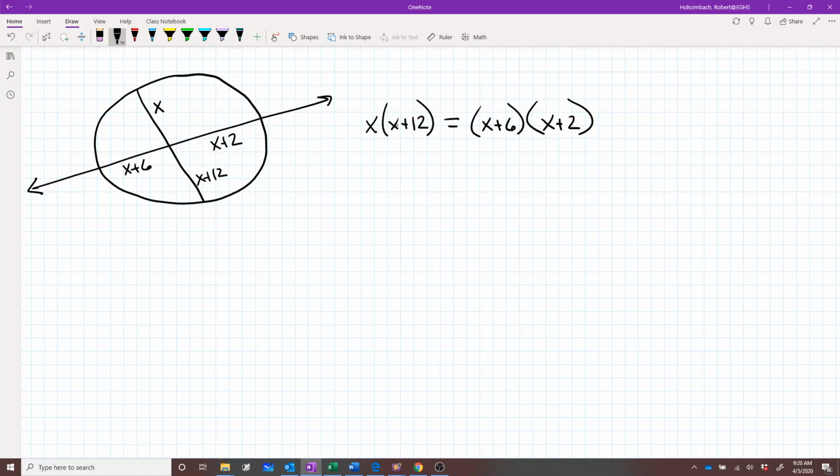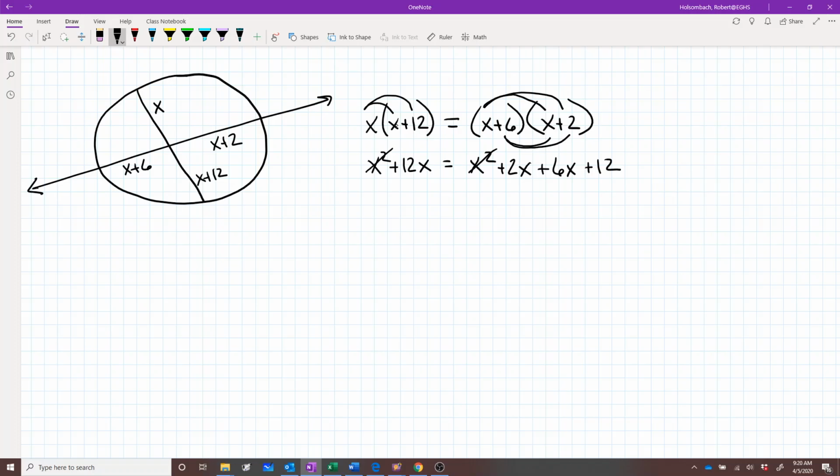So distributive property on the left, our x times x is x squared, and our x times positive 12 is positive 12x. And on the right hand side, we've got x times x first, which is x squared. We've got x times positive 2, which is positive 2x. We've got positive 6 times x, which is positive 6x. And we got positive 6 times positive 2, which is positive 12. Alright, so another example of an x squared on both sides of the equation. So we're going to cancel it out.